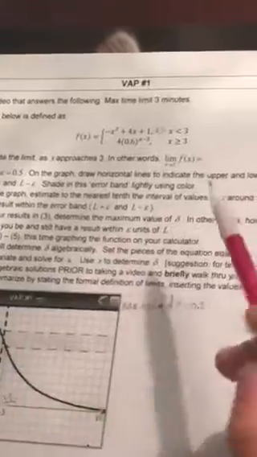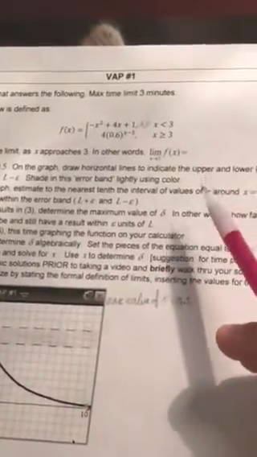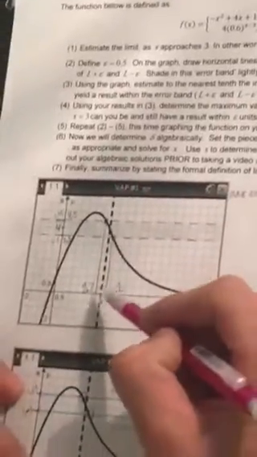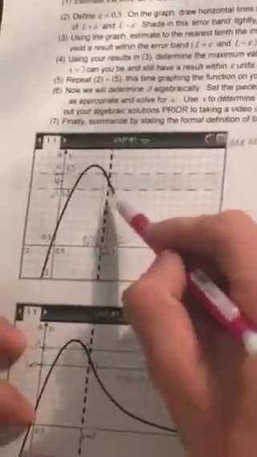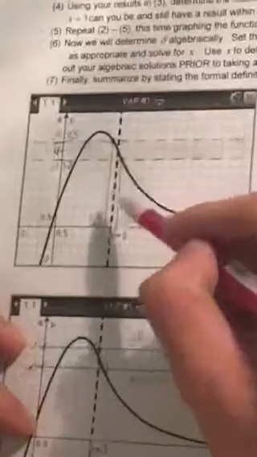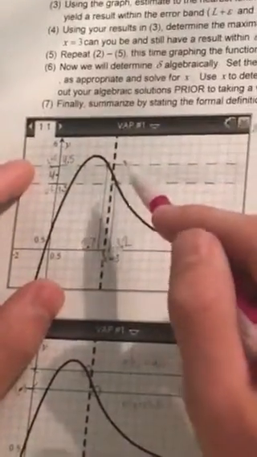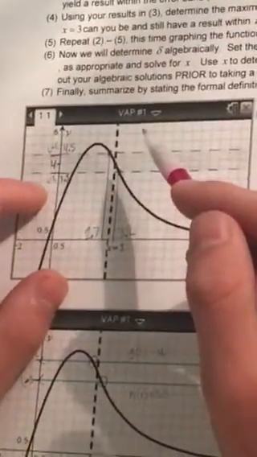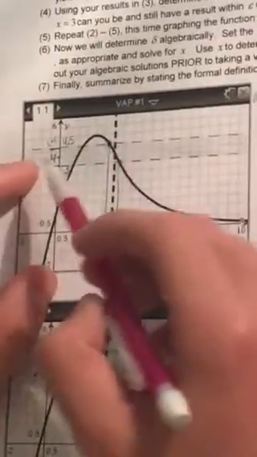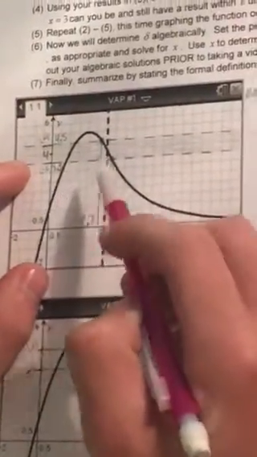So to estimate the limit as x approaches 3 given this equation, we can draw in our given epsilon, which is 0.5, away from our point of interest, which falls at 4, where it intersects our graph. So we can go 0.5 units above and below. So this gives us an error band at 4.5 and 3.5.